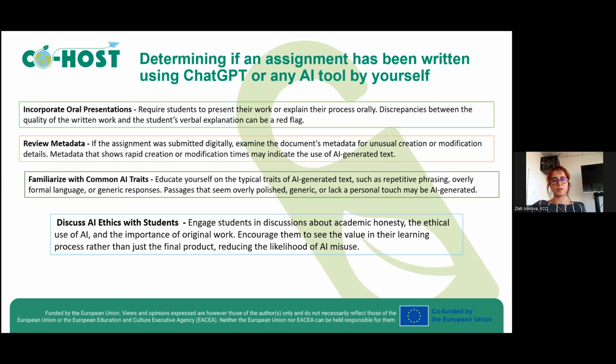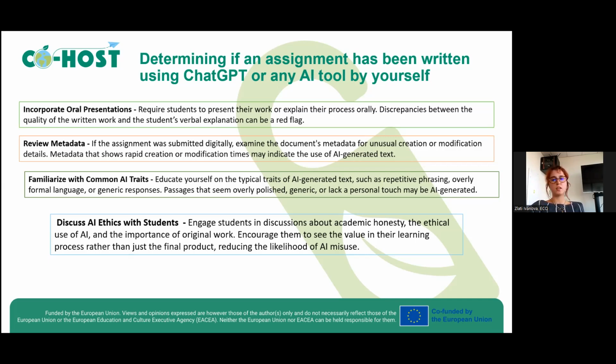You can review metadata. Well, if you have 35 students to review assignments from, to review each file and see the metadata will be quite hard. But actually, if you see someone handing you over a Word file which is one big text pasted at once, then it means that they probably got the text from somewhere else and they didn't write it themselves.